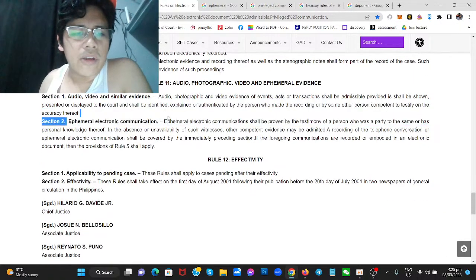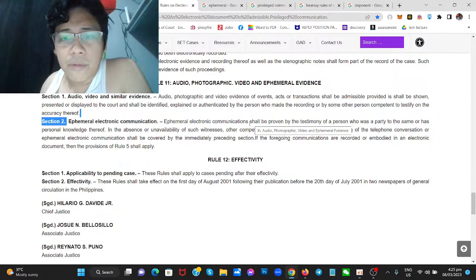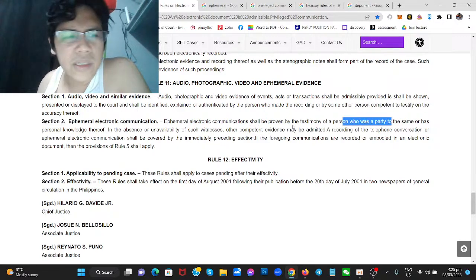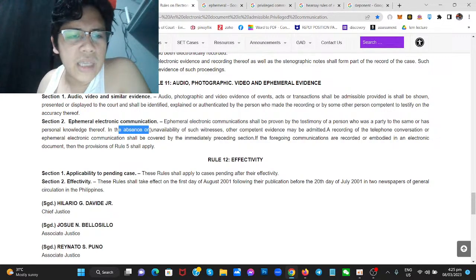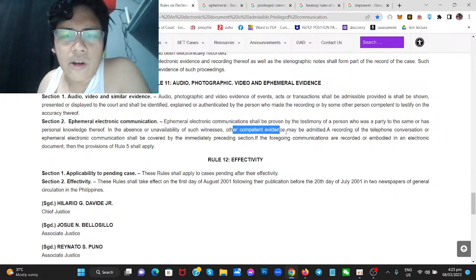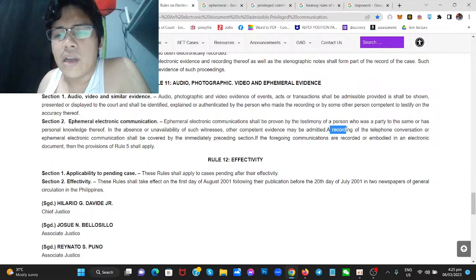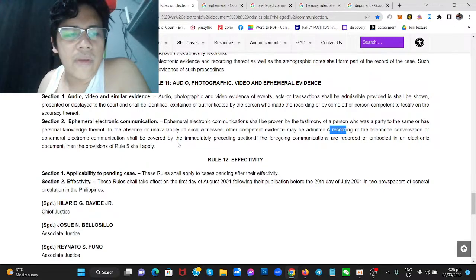Ephemeral electronic communication, so it is temporary, shall be proven by the testimony of a person who was a party to the same or has personal knowledge thereof. In the absence or unavailability of such witness, other competent evidence may be admitted. A recording of a telephone conversation or ephemeral electronic communication shall be covered by the immediately preceding section.